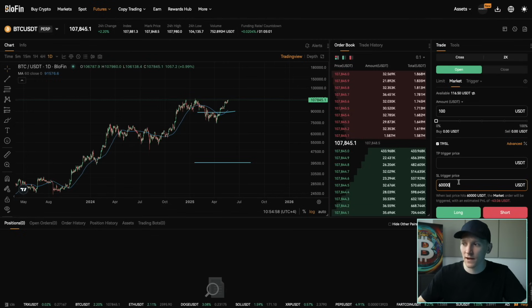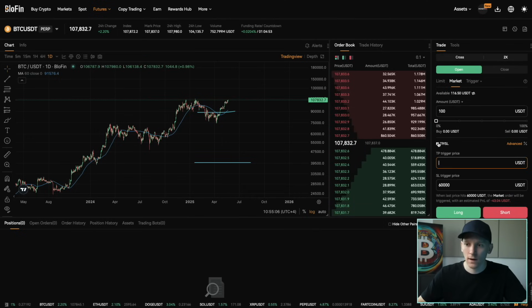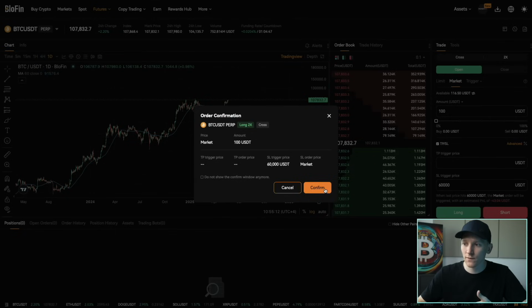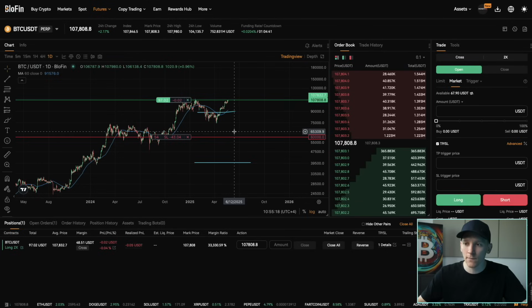So I'll put my 60,000 in there, and my take profit I won't put in for now. But these are other orders entered at the same time that you enter your long trade. You don't have to, you can enter them after you traded as well. So let's just put the stop loss in. So we'll go long, it shows you everything, press confirm, and then you've got that trade open. So you can see I'm long BTC at this price. You can see the red line here is my stop loss.